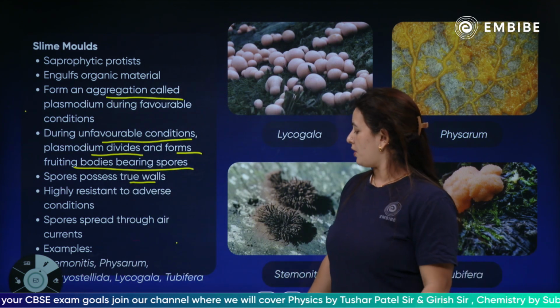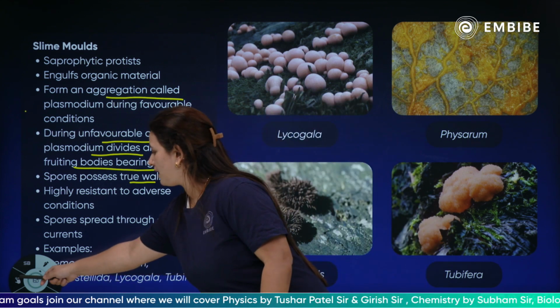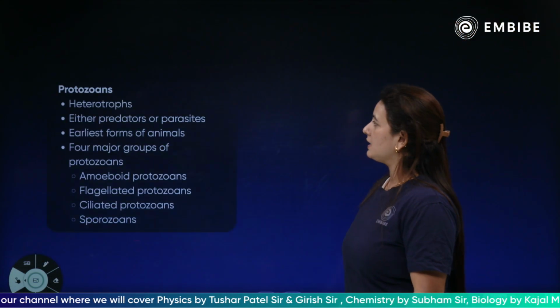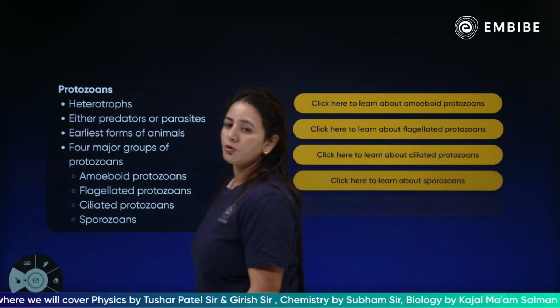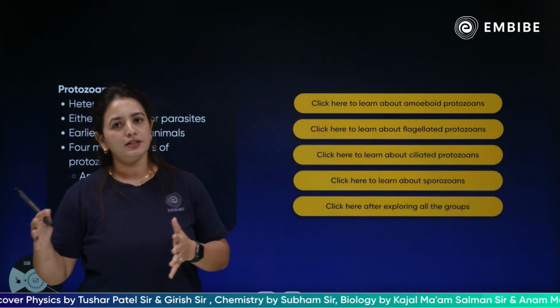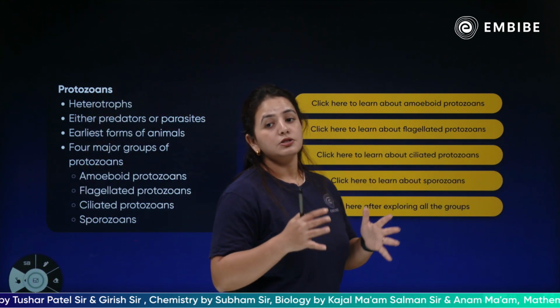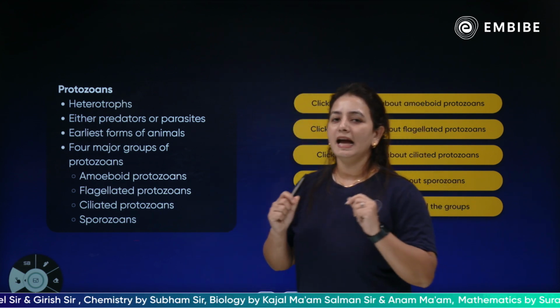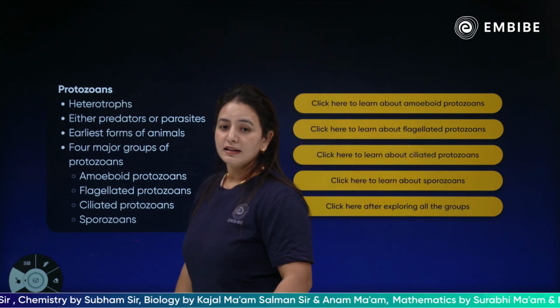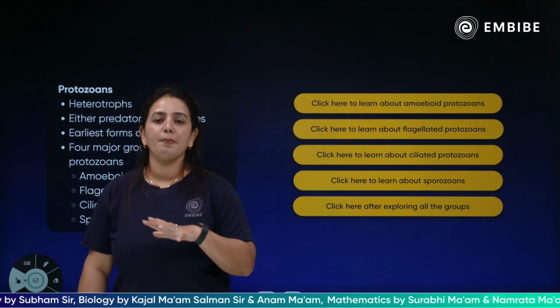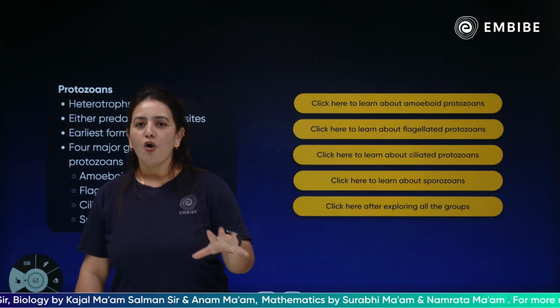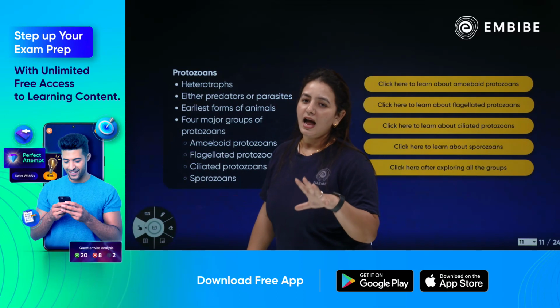Yes, the other protistans we are yet to discuss are the protozoans, and there are several groups of the protozoans also. So protozoans are completely heterotrophs, and they are either predators or parasites. Either they are hunting or they are feeding on other animals.